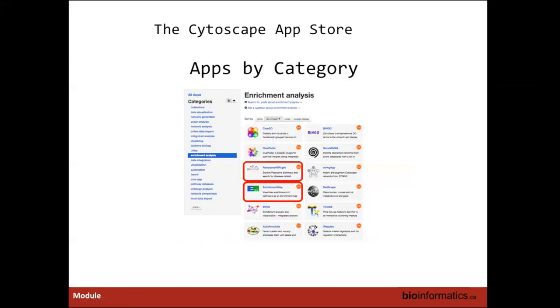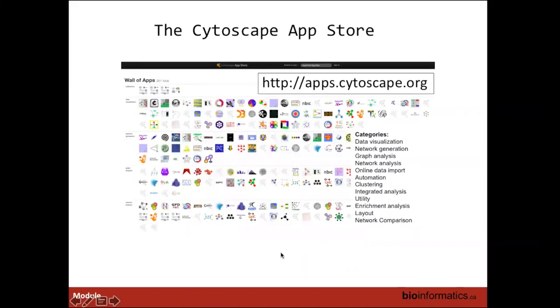So today we are focusing on pathway enrichment analysis. We showed you the enrichment map this morning and the ReactomeFI plugin this afternoon, but many other apps exist. You can go to the App Store, look at the categories and the descriptions of the apps to see if there is one suitable for your project.